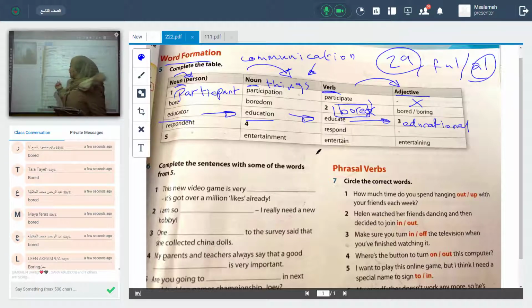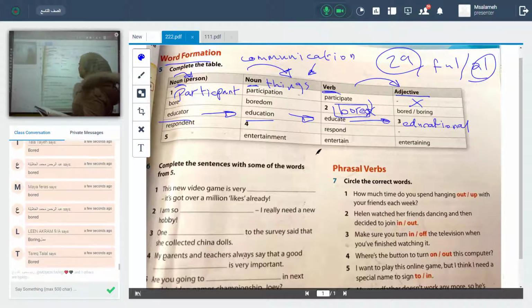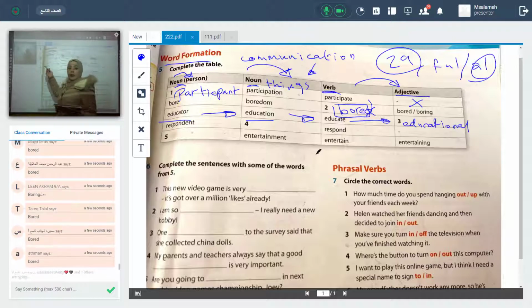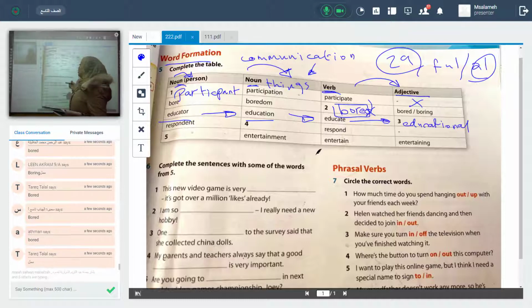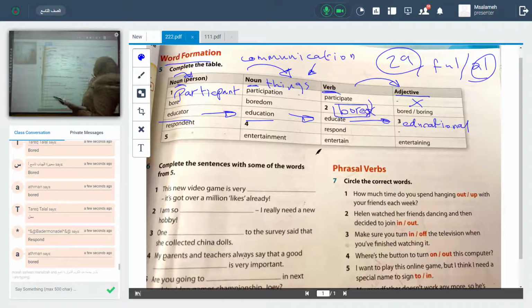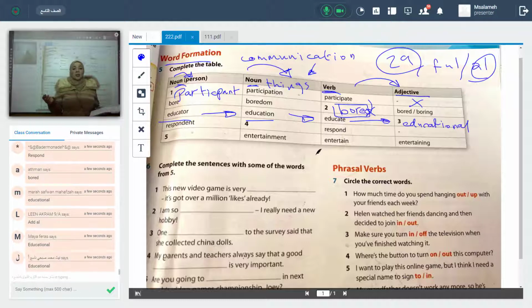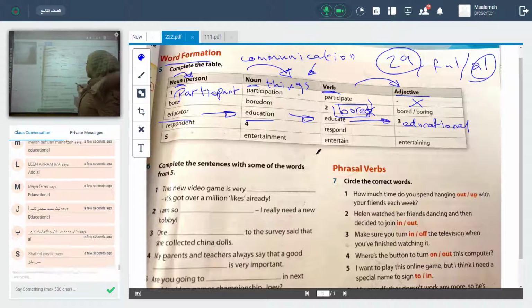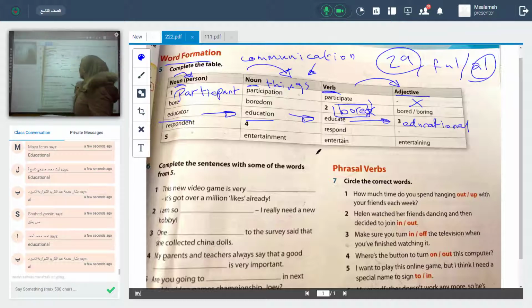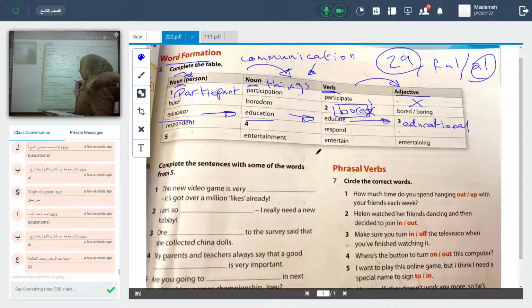Yes. So, the third one we said is educator. Education. Verb of education is educate. And the adjective of education is educational, excellent. Okay, the last ones. And now, number five.